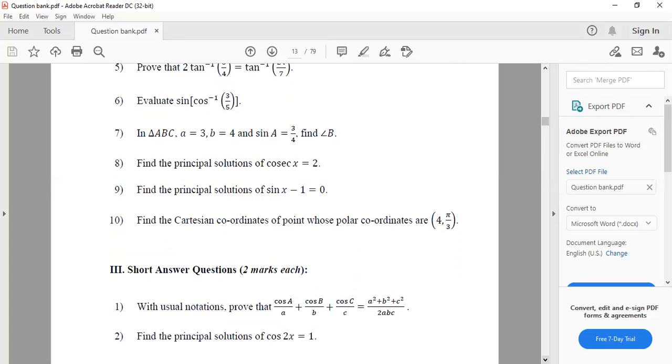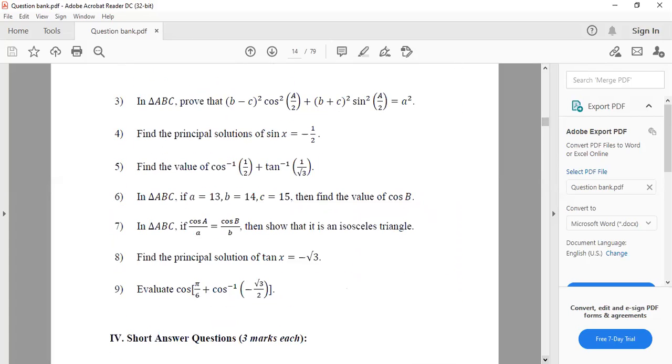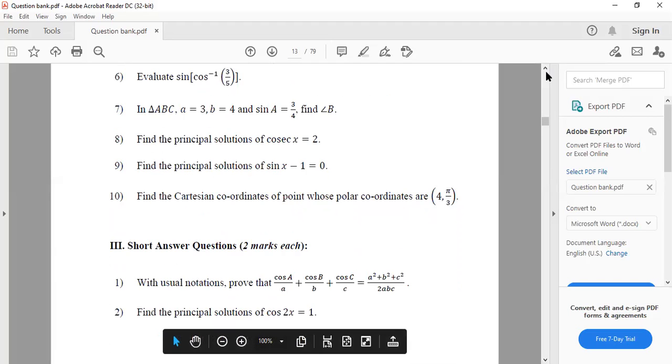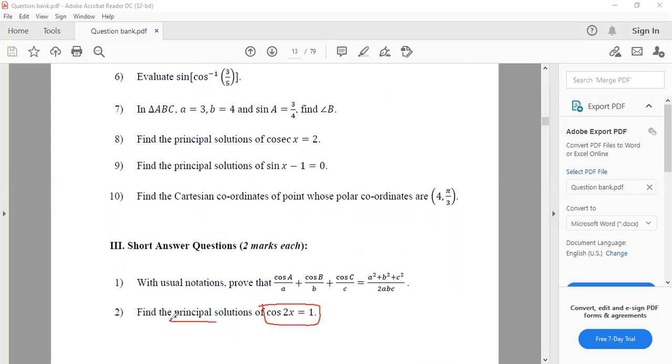Tell me how you did this one. Question number 2. Cos 2x equal to 1. 2x is equal to pi by... We get two values, right? For a principal solution, x should lie between what and what? Between 0 and 2 pi.